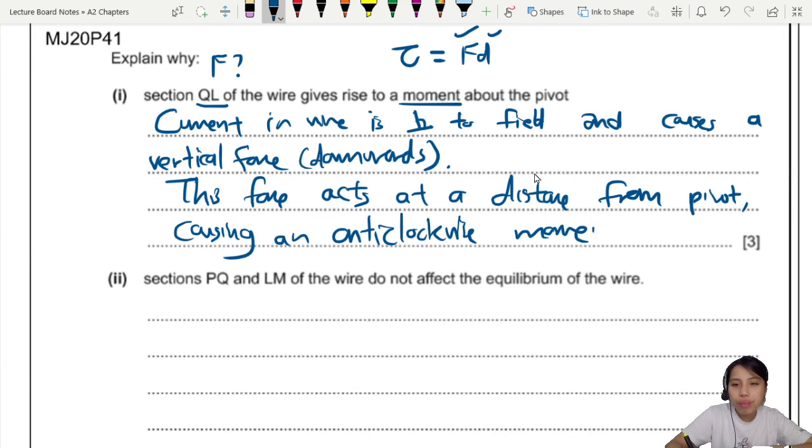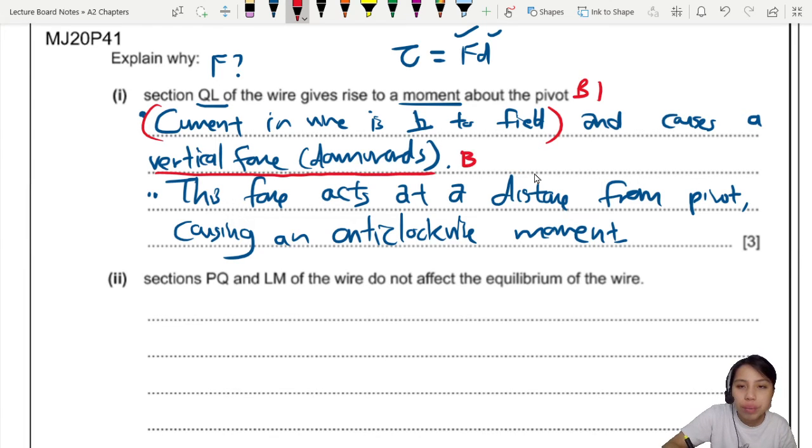There we go. If you find it like, wow, why so many words? You go and check the old drawing, right? So you're going to try to explain why is there a moment. So you must say, is there a force? Where does the force come from? Is there a distance between pivot and the force? If there is, okay, very good. So there are 2 marks here, 3 marks. One is you talk about current perpendicular to field. Here's one. And what does that cause? Vertical force downwards. Oh, got vertical force downwards. Okay, is the force at a distance? If it is, yes. The force is at a distance from a point.